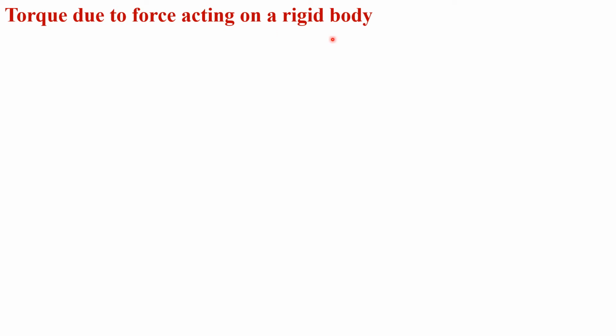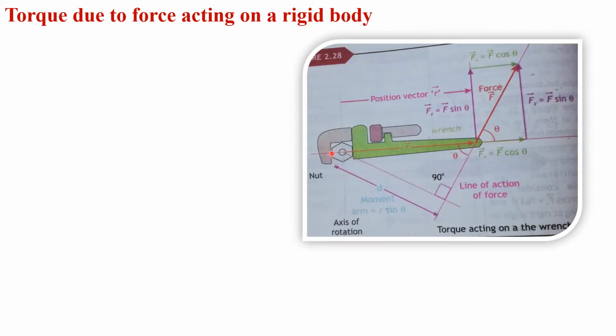Torque due to force acting on a rigid body. Here we have a nut and a wrench. We are rotating this nut about a fixed point with the help of this wrench. When we apply force on this point on this wrench, the nut is rotated. The distance from this fixed point to the force applied is r. This applied force can be divided into its two components. We can split force F into Fy component, that is Fy is equal to F sin theta, and Fx component, that is equal to F cos theta.